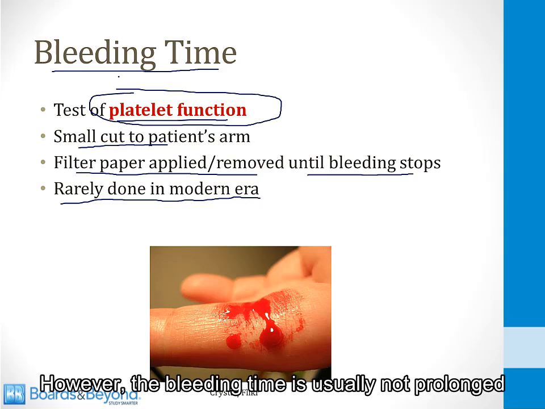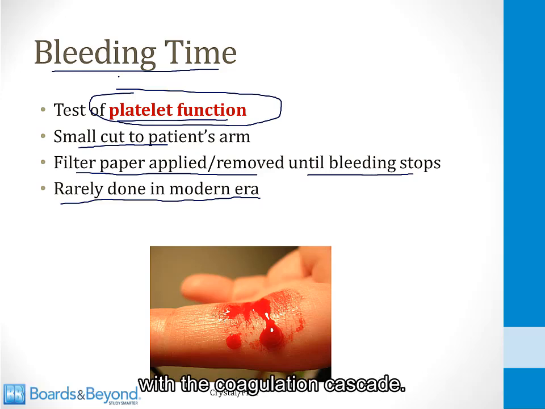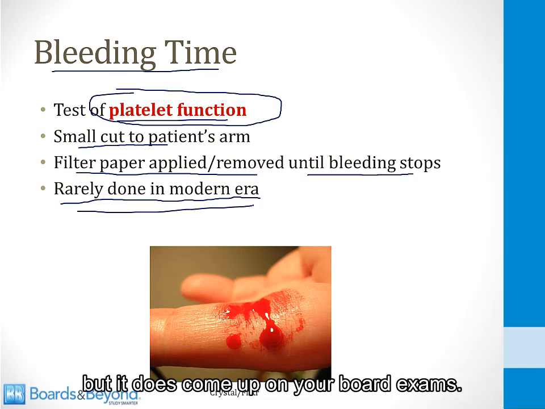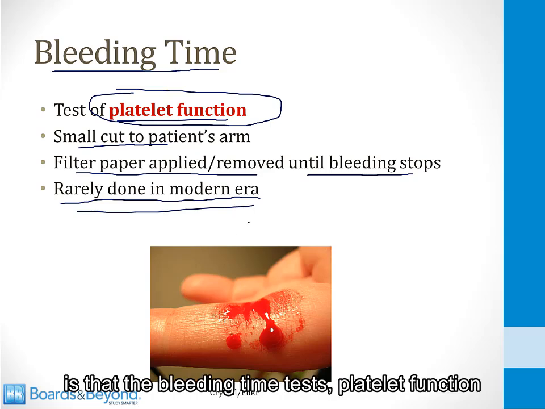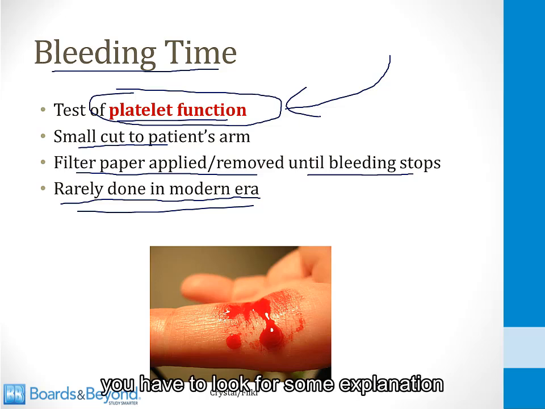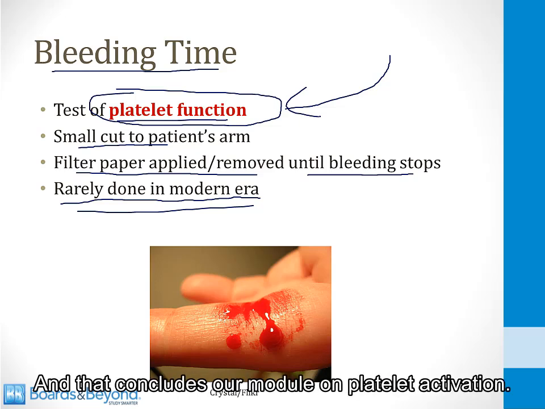However, the bleeding time is usually not prolonged in things like hemophilia, where the problem lies entirely with the coagulation cascade. So as I said before, this is rarely done in the modern era, but it does come up on your board exams, and what you want to remember is that the bleeding time tests platelet function, and when it's prolonged, you have to look for some explanation that lies within the platelets. And that concludes our module on platelet activation.